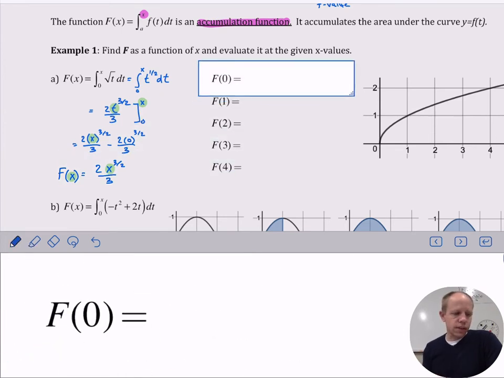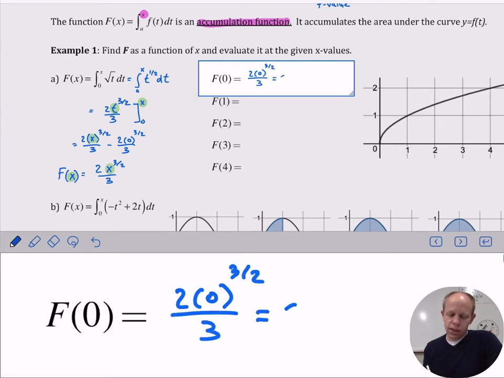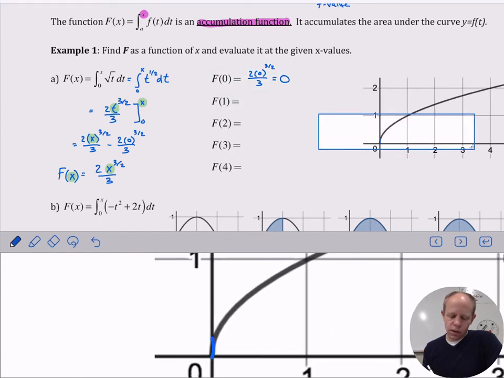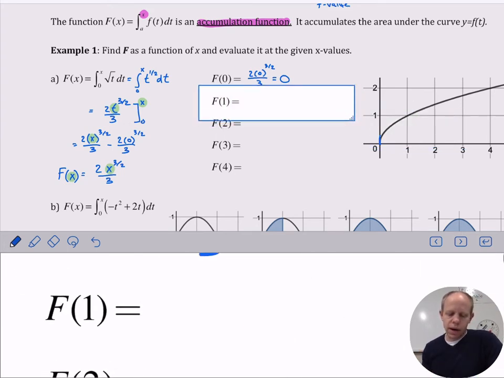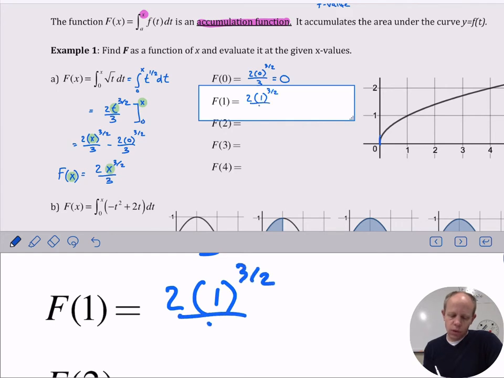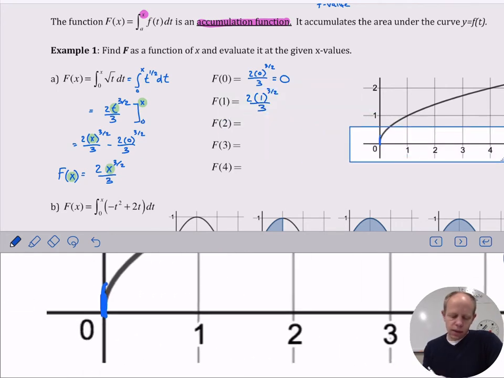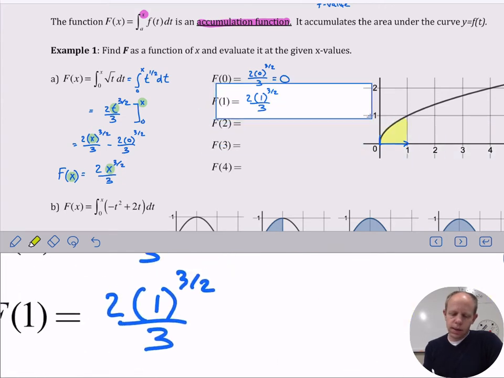Okay. So for instance, if you plug 0 in, you're going to get 2 times 0 to the 3/2 over 3, and that's going to equal 0. Now when we look at our accumulation, this is just happening 0 to 0, and so we should expect 0 area. Now if we do this at x equals 1, we'll have 2 times 1 to the 3/2 over 3. Okay, and so now we're going to go all the way to x equals 1, and we're going to accumulate all of this area right in there. So this actually ends up being 2/3, which is about 0.66.